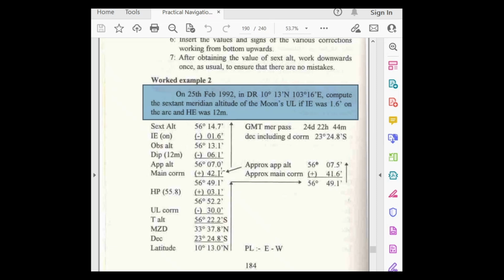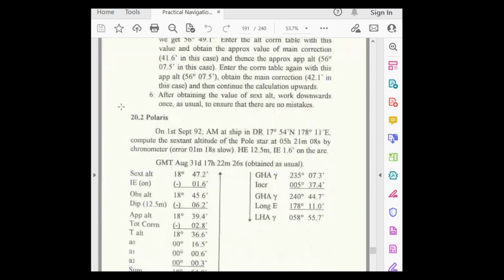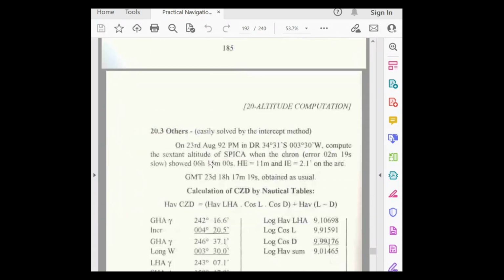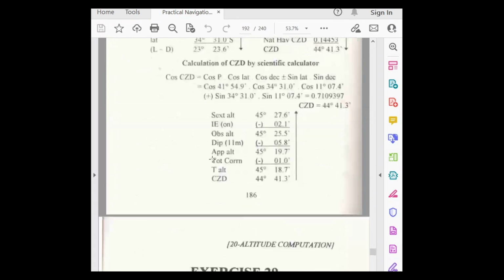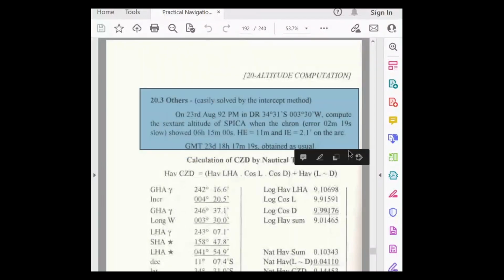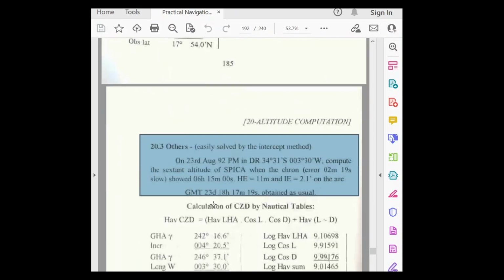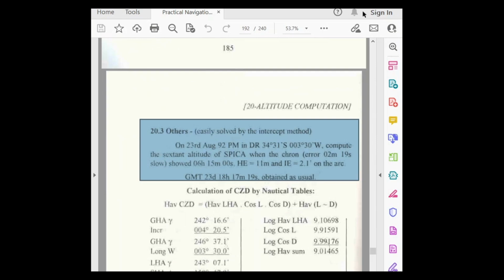Okay, sir. Okay. Now we are left with two more topics. One is the computation for Polaris, and next is the computation in any other case. Any other case when it is not Marpas, not Polaris, not moon's Marpas, any other case, how do we solve it? So these two we will be doing in the next class. So that's all for this particular session.